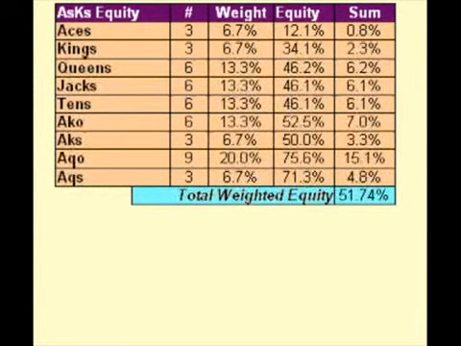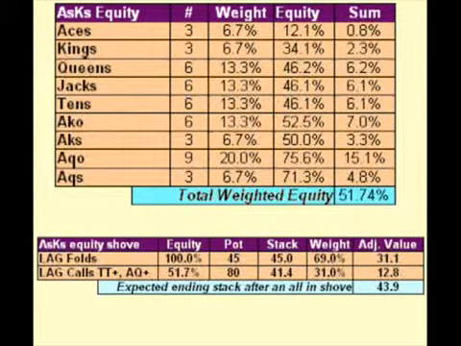If you look below, the LAG is going to fold approximately 69% of the time. So the 69% of the time the LAG folds, we have 100% equity and a 45 pot. Our adjusted value of that happening is 31.1. When the LAG calls, we're going to have 51.7% equity. The pot's going to be 80, and that's going to happen approximately 31% of the time, which is the weight below there. And the adjusted value for that is 12.8.